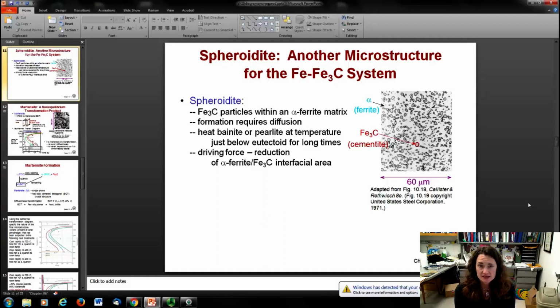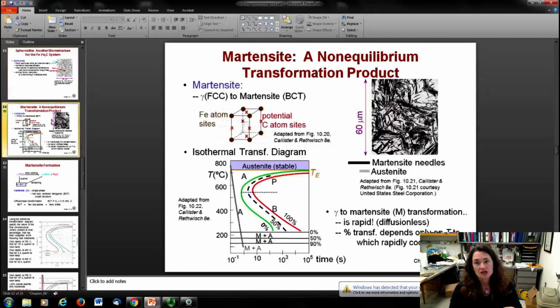And what happens is the driving force for this is that the best shape for surface tension, what lowers the surface tension the most is, of course, a sphere. And so after a while with diffusion, if you allow it to just sit there and diffuse for a long time, but don't take it back through the eutectoid so that it's transforming back into austenite, right, then your cementite will move until it's forming these little spherical structures, okay? And so that's spheroidite. Another non-equilibrium transformation product is martensite.